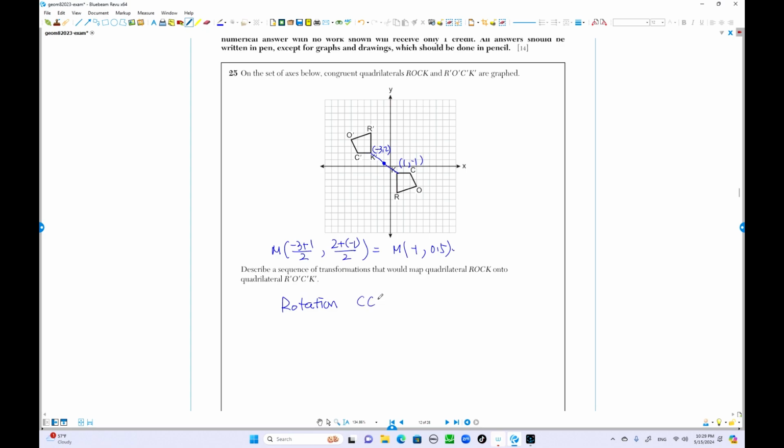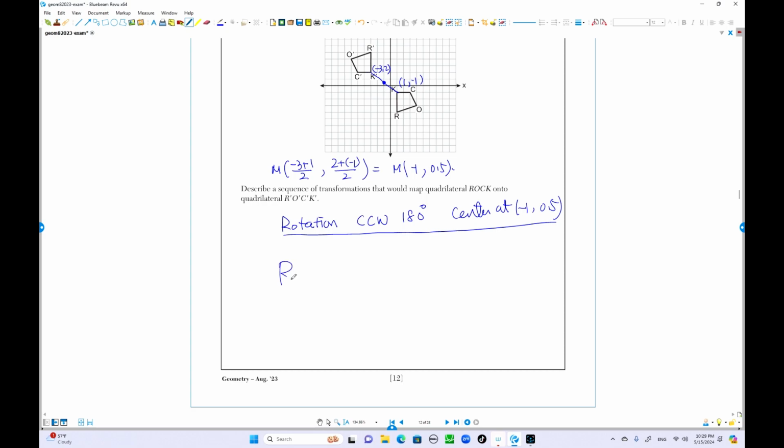Counterclockwise, 180 degrees, center at (negative 1, 0.5). Using this, you can describe the rotation. Or you can use this notation too: R 180 degrees at center (negative 1, 0.5). That means the center. You can use this symbol too.